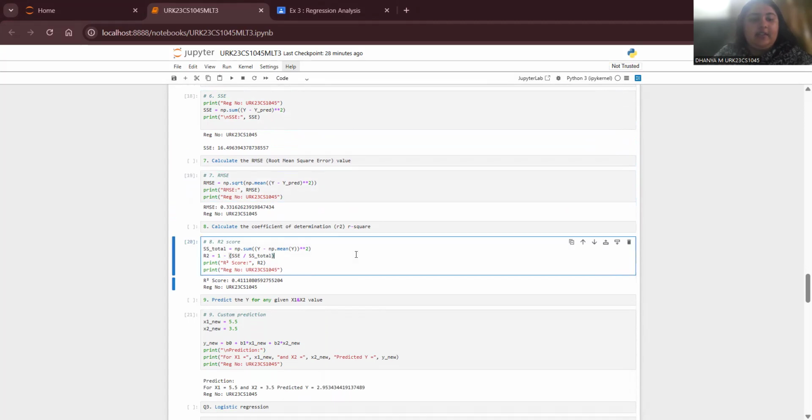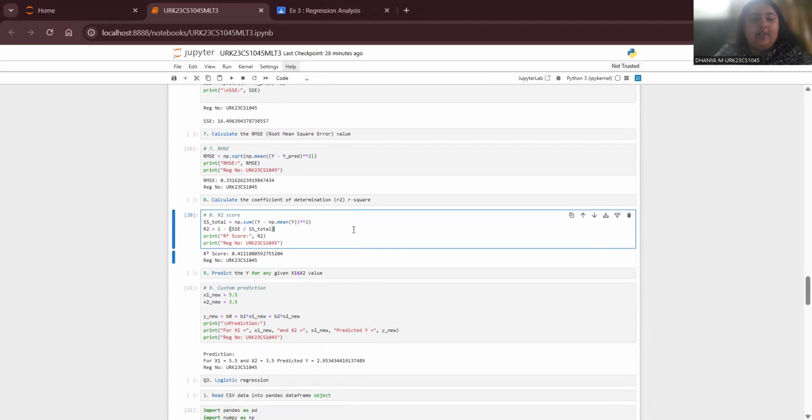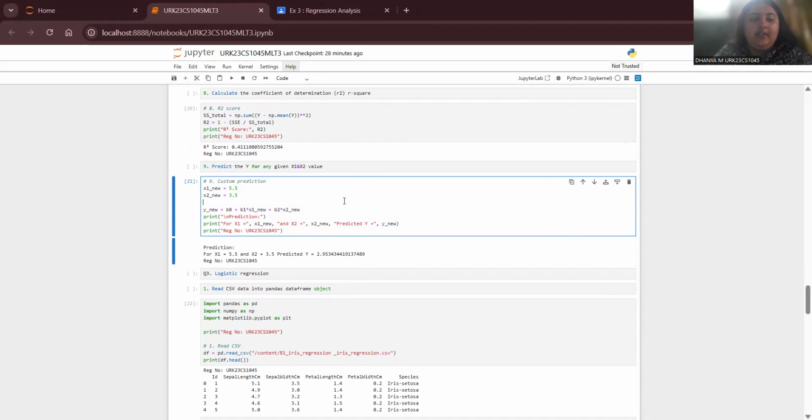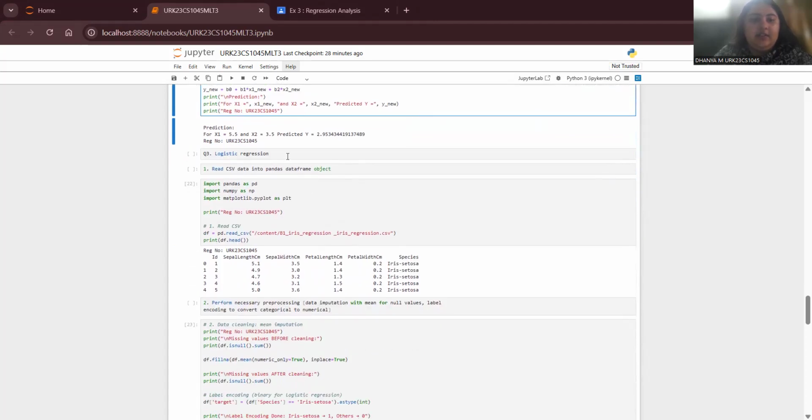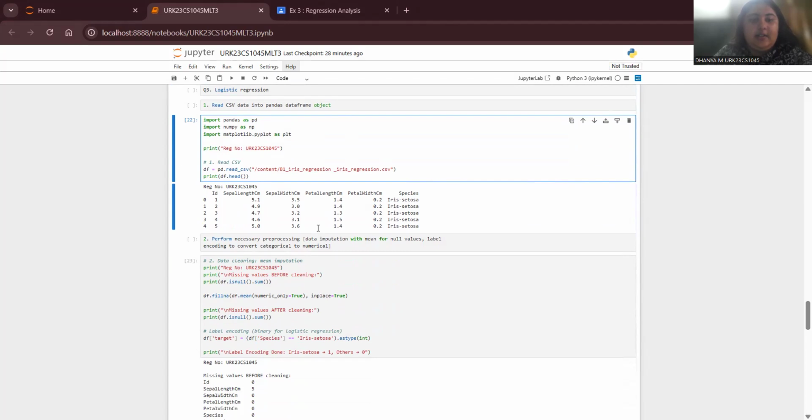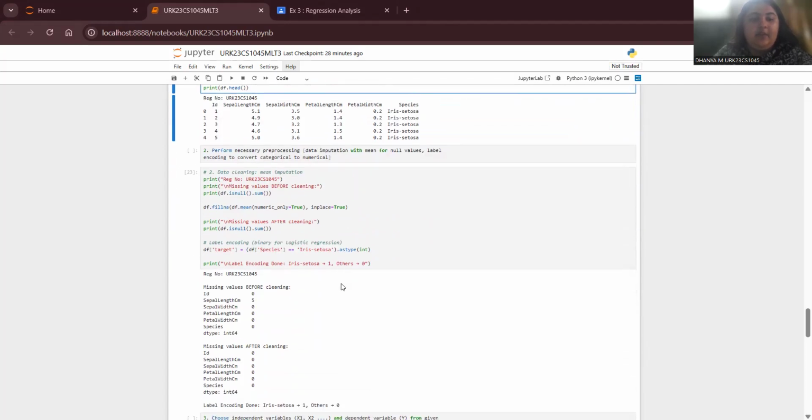And for the eighth question, I have calculated the coefficient of determination, which is R square. R square measures how well the independent variables explain the variation in the dependent variable. A higher R square means the regression model explains the data better. And for the ninth question, I have predicted the y for any given x1 and x2 value using the regression equation, which is y equals b naught plus b1 into x1 new plus b2 into x2 new. The value of sepal width cm can be predicted for any given values of sepal length cm and petal length cm.